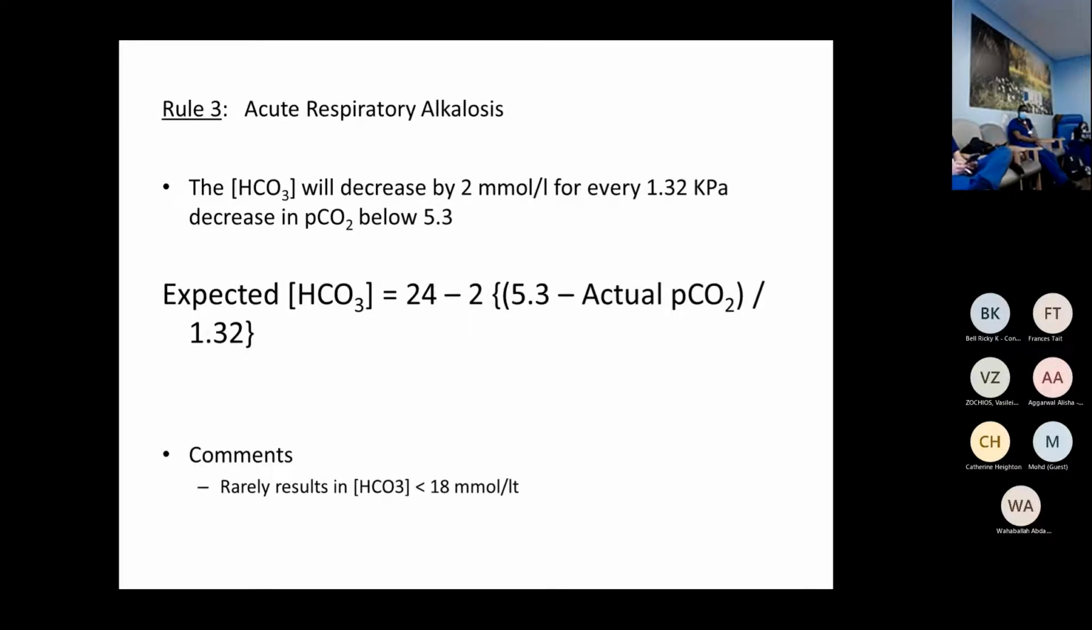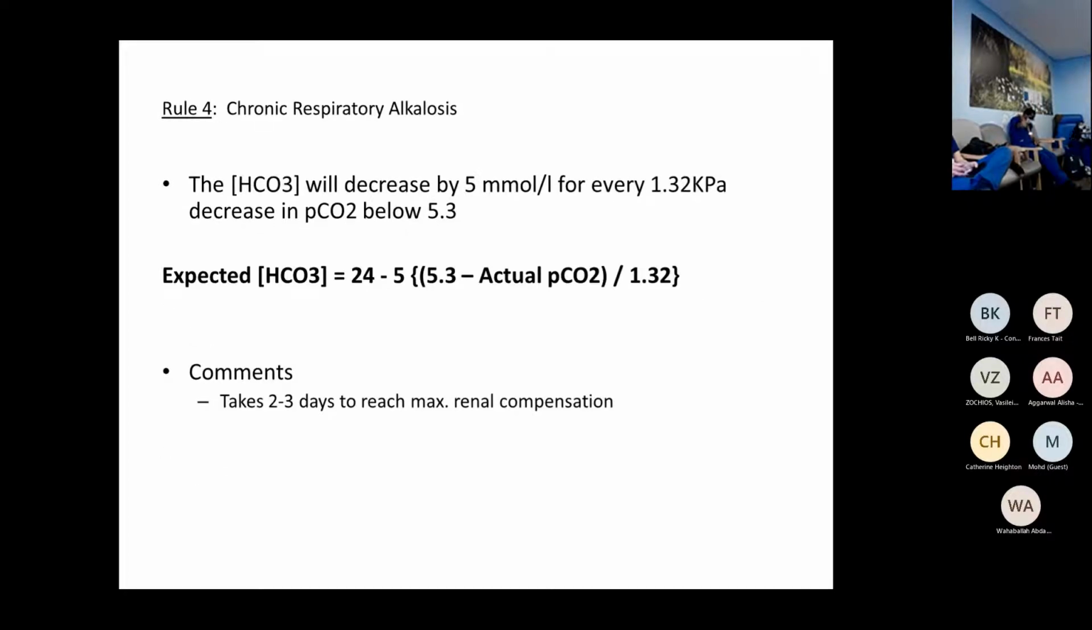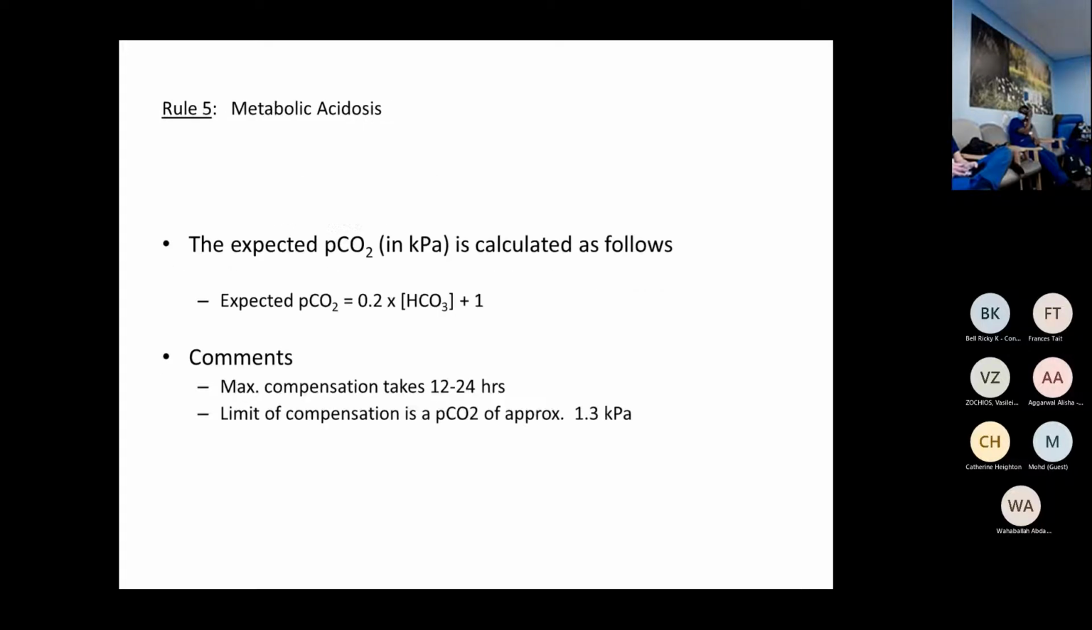In acute respiratory alkalosis, if someone is hyperventilating for some reason, you should see a 2 millimole change in bicarb, a decrease this time, not an increase, for each 1.32 change in kilopascals. There's a limit to that level of compensation in respiratory alkalosis. That's the equation for chronic respiratory alkalosis, a relatively unusual scenario.